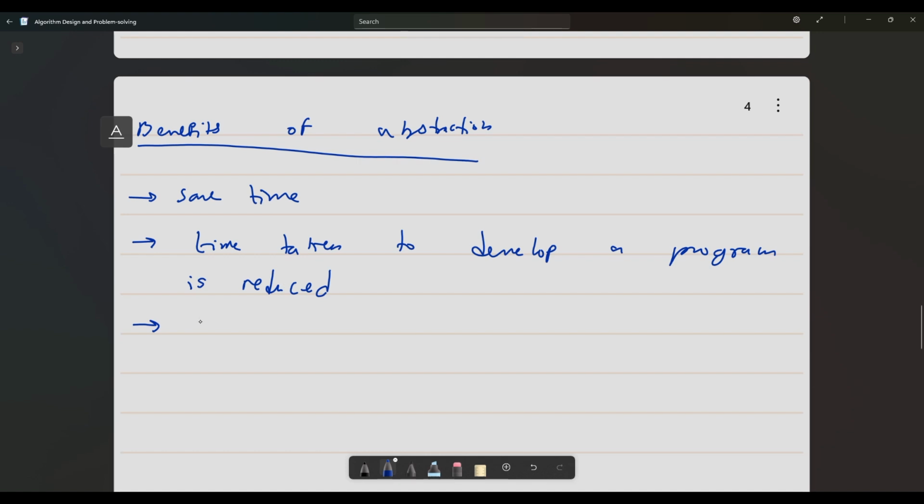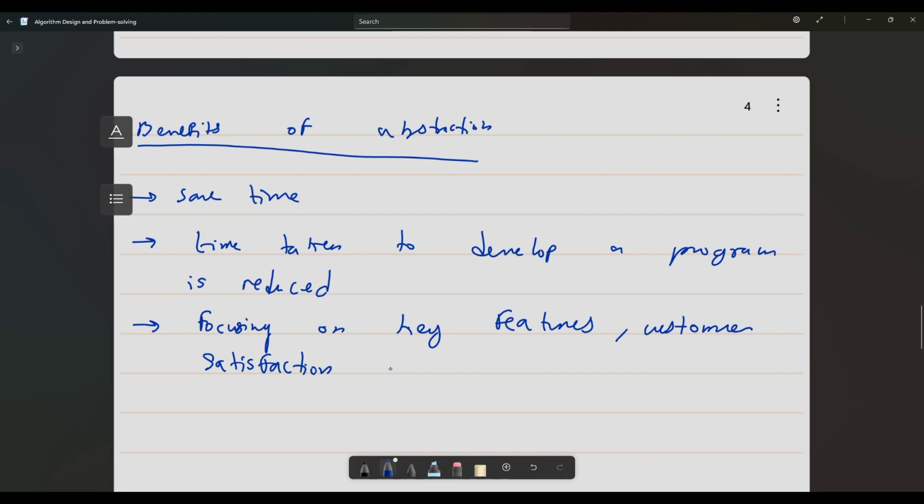It's because you're focusing on key features. Customer satisfaction will be high. Sorry for my bad handwriting, I need to improve. Customer satisfaction will be high.